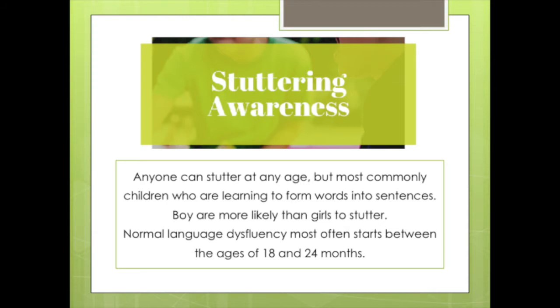Anyone can start stuttering at any age, but most commonly it begins in children who are learning to form words into sentences. Boys are more likely than girls to stutter. Normal language deficiency most often starts between the ages of 18 and 24 months.